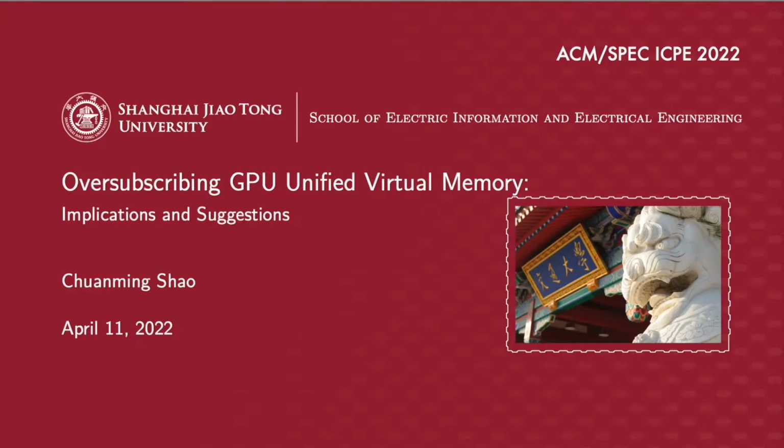This is Chen Ming, a postgraduate student from Shanghai Jiaotong University in China. It's a great honor to introduce our work, Oversubscribing GPU Unified Memory, Implications and Suggestions. This paper is a characterization of GPU Unified Memory Oversubscription. I hope it can be helpful.